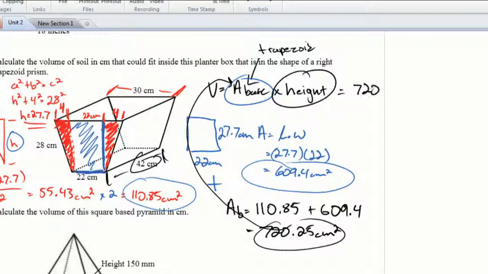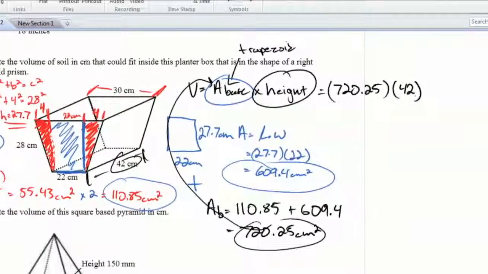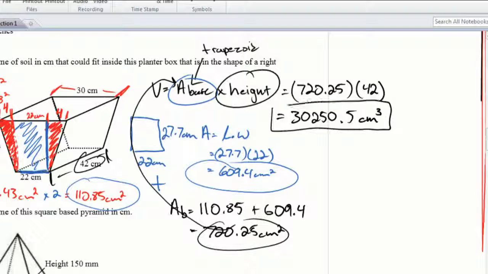So I have 720.25. The height of my shape, even though it looks more like the width than the height, is going to be 42. I end up with 30,250.5. And that is centimeters cubed because it is a volume. So hopefully that helps more than hurts.